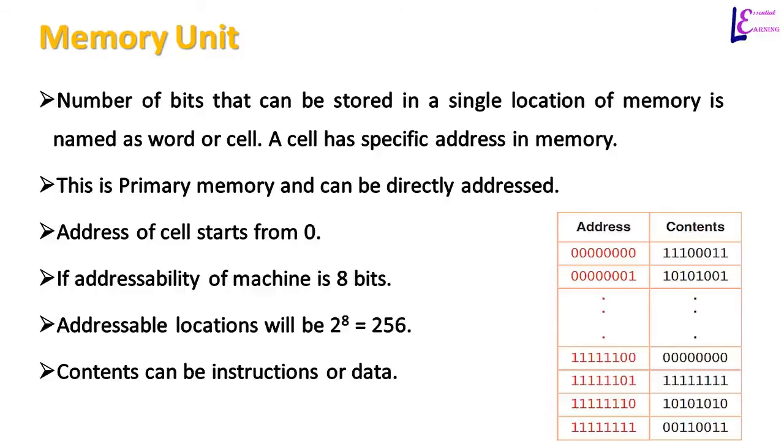The number of bits that can be stored in a single location of memory is named a word or cell. A cell has a specific address in memory. Addresses of cells start from 0. If the addressability of a machine is 8 bits, the number of addressable locations will be 2 to the power 8, which is equal to 256. So the first location address will be 8 zeros, and the last location, which is the 256th location, will have an address of 255, or 8 ones. Contents of a location can be data and instructions.